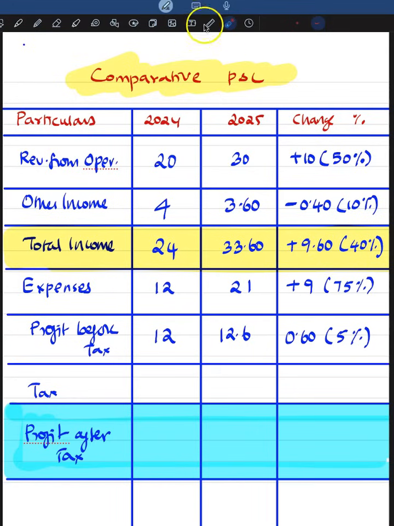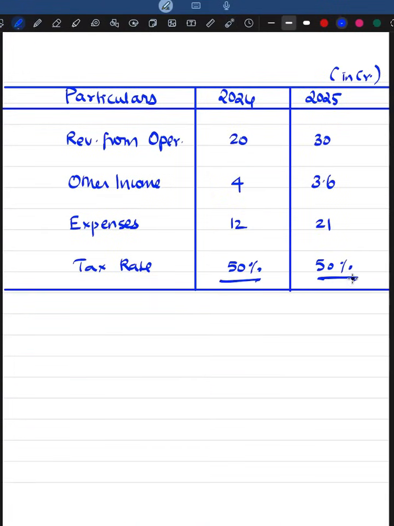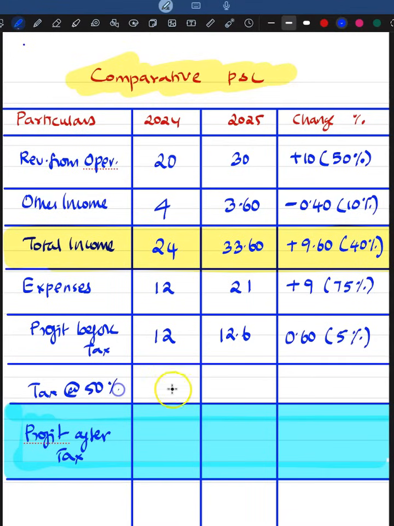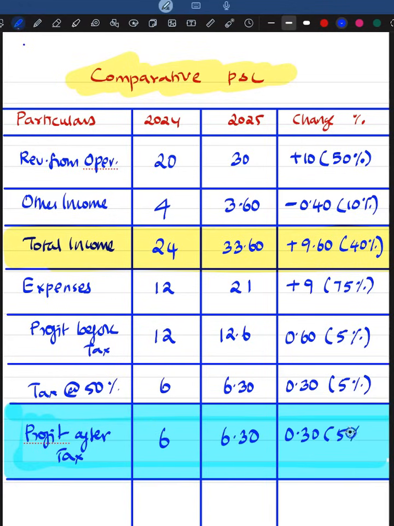Next, let us also provide for taxes. It was mentioned it is 50%. So we'll provide for it. Tax at 50%. It is 6 crore and here it is 6.3 crore. So the increase in tax is 0.3 crore and that also translates to 5%. And look at profit after tax, it's going to be the same, 6 and 6.3. So that is also 5%.